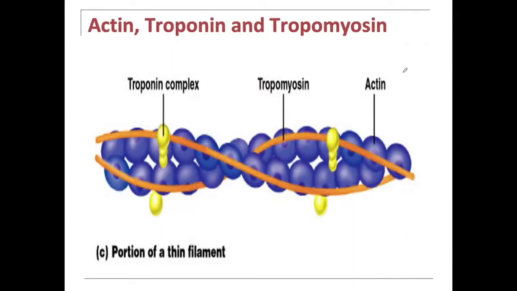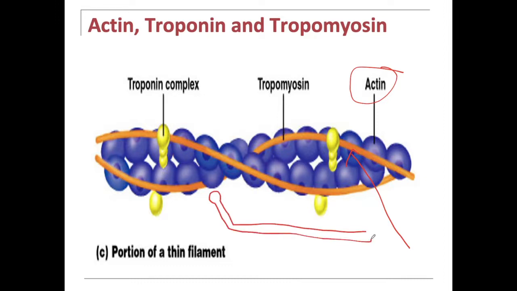So here's a close-up view of our actin, and these right here, those are the binding sites. So what needs to attach to it? Let's say this is the myosin heads, right? Let's say this is myosin. This myosin head right here is trying to make contact with that, but tropomyosin is covering it.